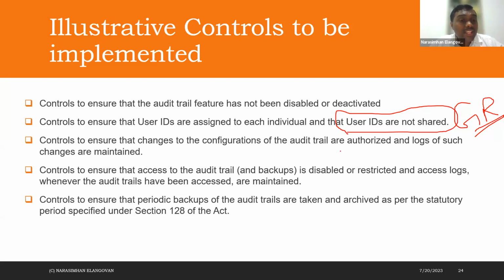Next, check if there are controls that the changes to the configuration of the audit trail are authorized. This is very interesting. If I passed an entry and I want to make a modification, the law never said that you cannot do the modification. Please understand, you're okay with the modification. An auditor has to review that modification so that he gets an idea whether there's a fraudulent case.